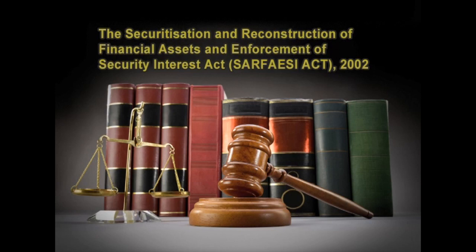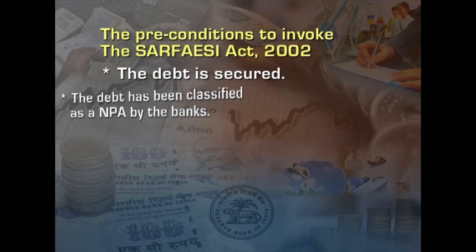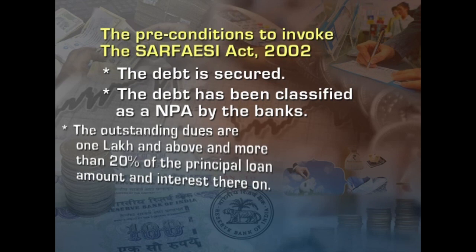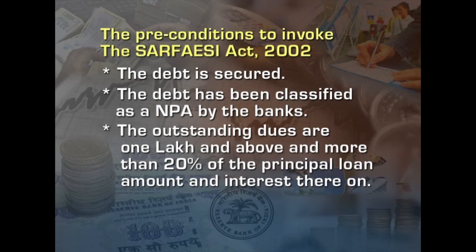The third legislation is the Securitization and Reconstruction of Financial Assets and Enforcement of Security Interest Act, SARFAESI Act it is called, 2002. The SARFAESI Act 2002 was enacted by the Government of India to reduce the financial loss to the banks and the financial institutions if the loan is secured and the value of the claim is rupees 1 lakh and above. The preconditions to invoke this act are that the debt is secured, the debt has been classified as a NPA by the banks, the outstanding dues are 1 lakh and above, and more than 20% of the principal loan amount and interest thereon.